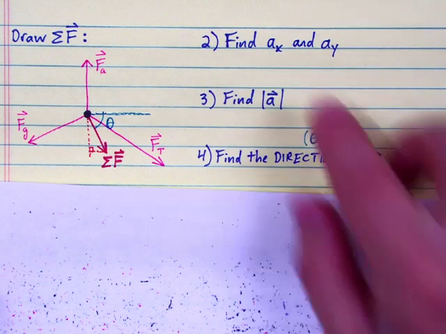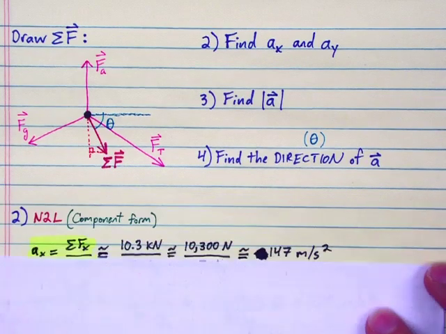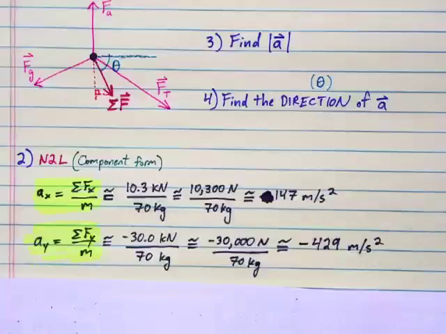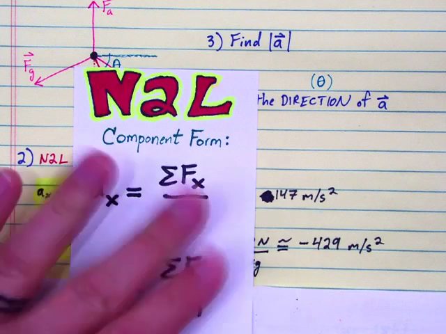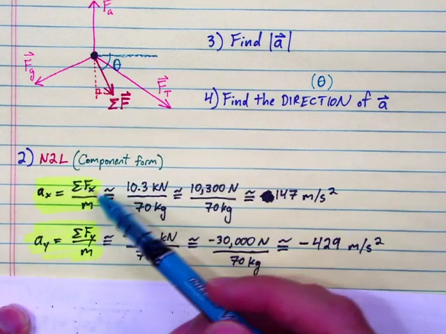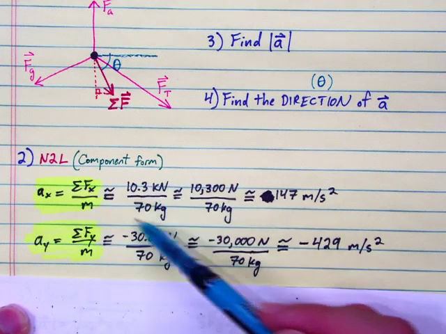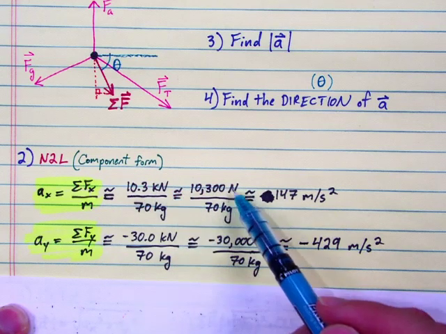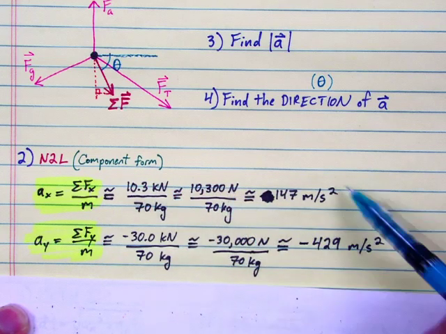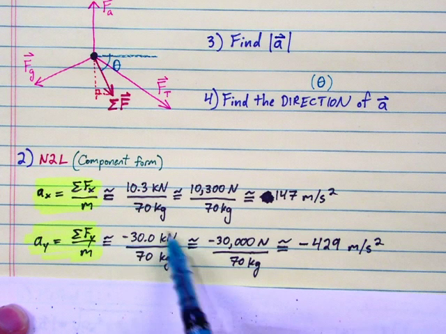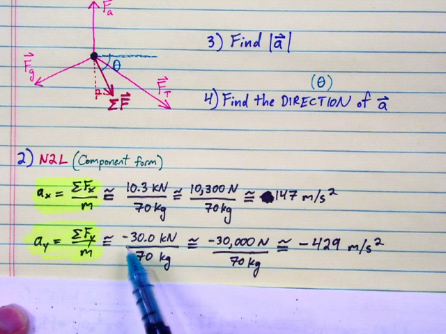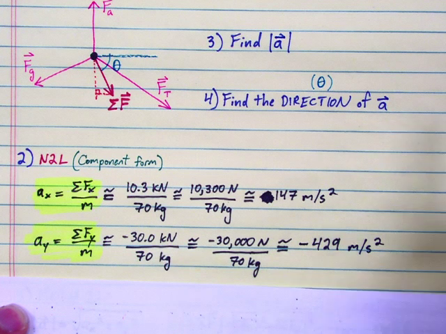Ready? Okay, number 2, the x and y components of the acceleration. That's exactly what Newton's second law is for. Here we've written it out in component form. We took the net force x component divided by the mass of Newton, convert that from kilonewtons to newtons to get 147 meters per second squared approximately as the x component of acceleration. Likewise, for the y component of the acceleration, take the y component of the net force, that's negative, and convert that from kilonewtons to newtons, and we get negative 429 meters per second squared.